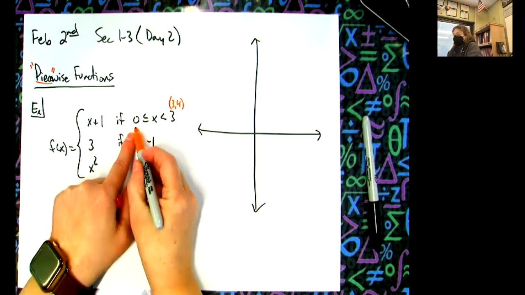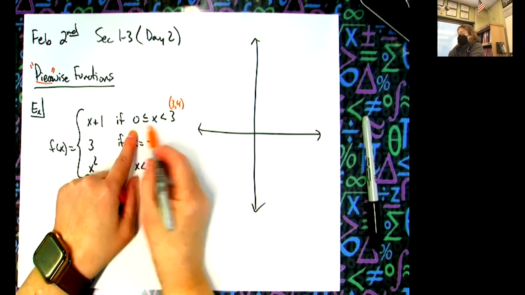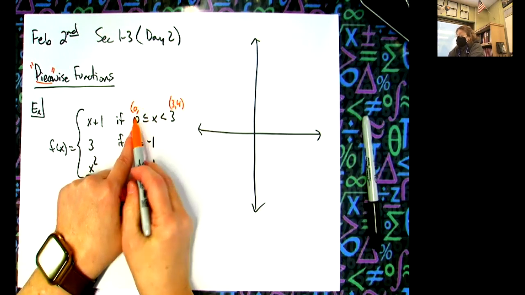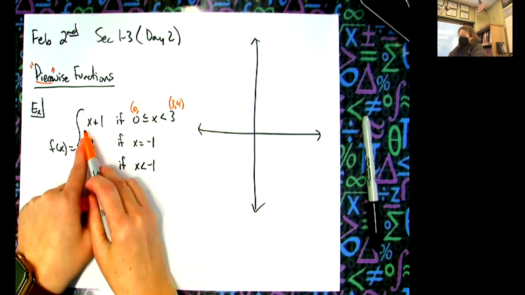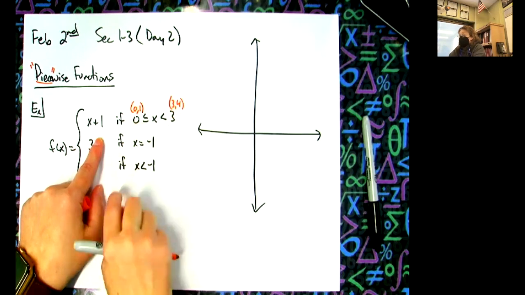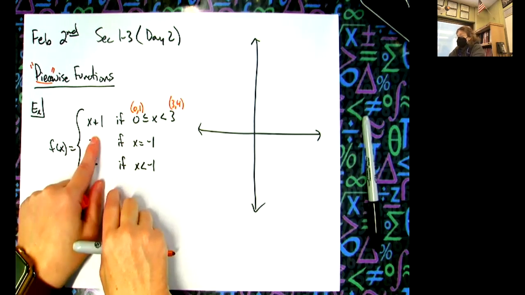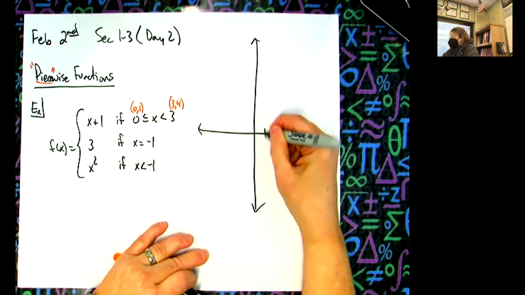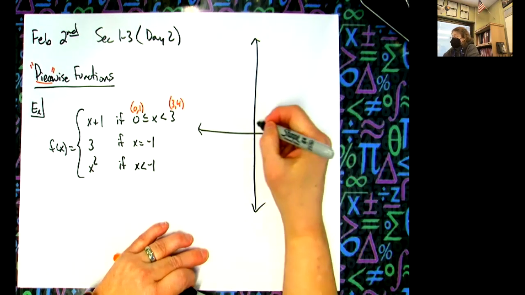I can do the same thing here. This is a value of x, so my ordered pair starts out with 0. I can plug in 0, and 0 plus 1 is 1. I have 2 ordered pairs now that deal with this line. So I'm going to come over here and give myself some hash marks.